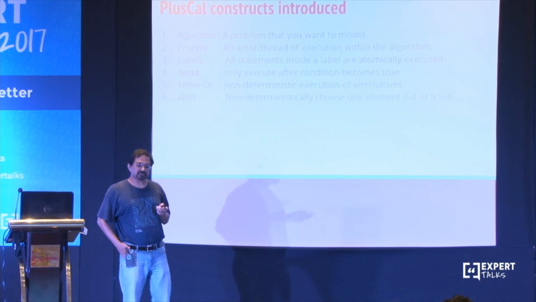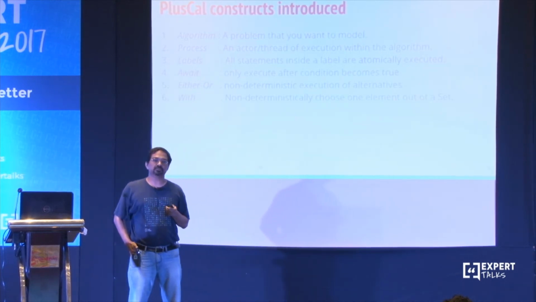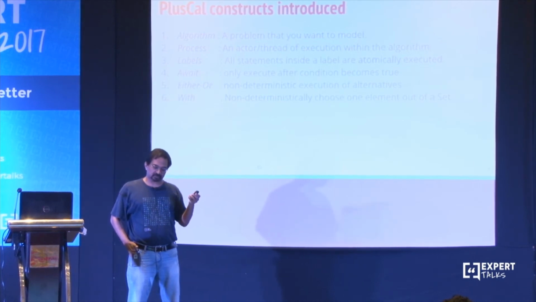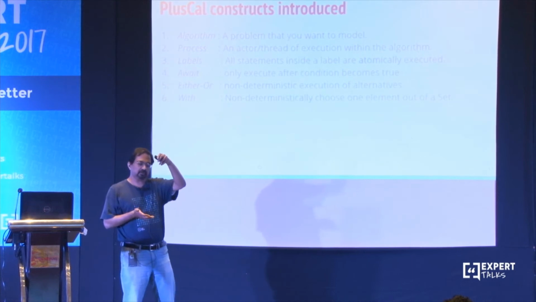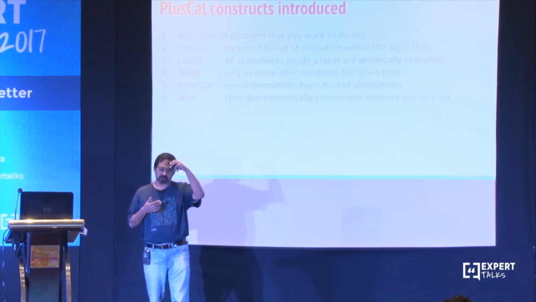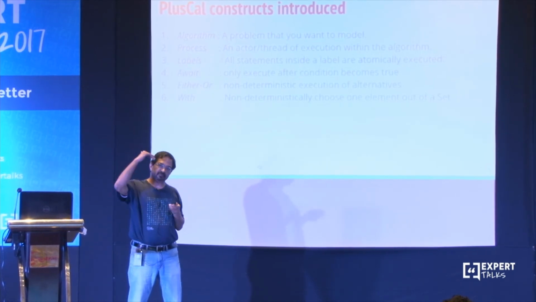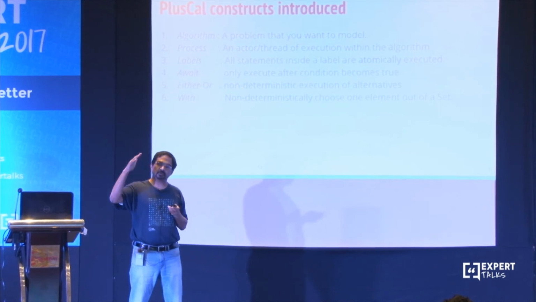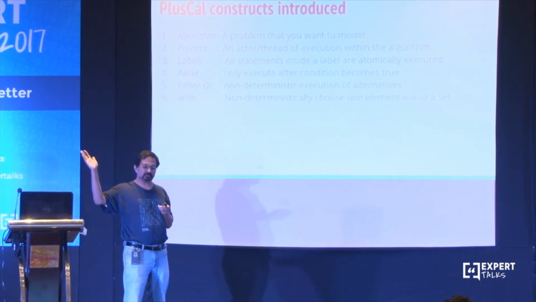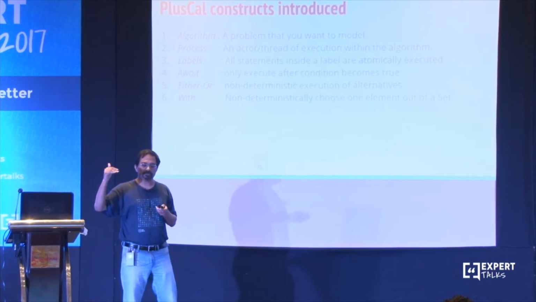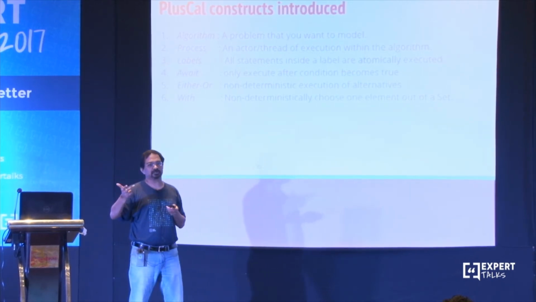So I introduced basically 6 keywords in PlusCal through these 3 examples. The algorithm is the main thing, which is the system I'm describing. Then for each actor I add a process, and within the process I use labels to specify distinct states that the process takes. And then I use the await keyword to describe at what point the process should wait until something else happens in the system. And I also use the either-or keyword to specify non-deterministic execution.